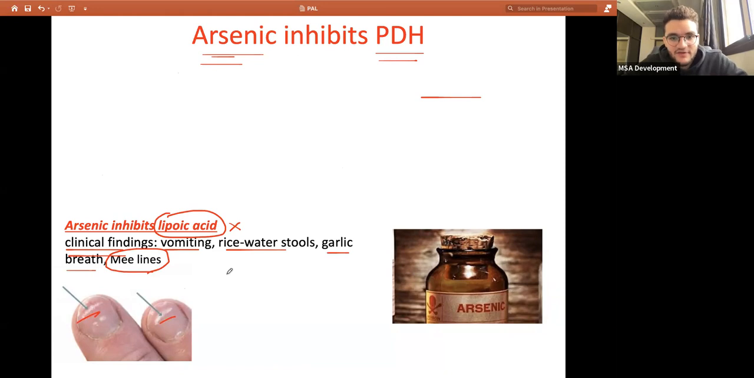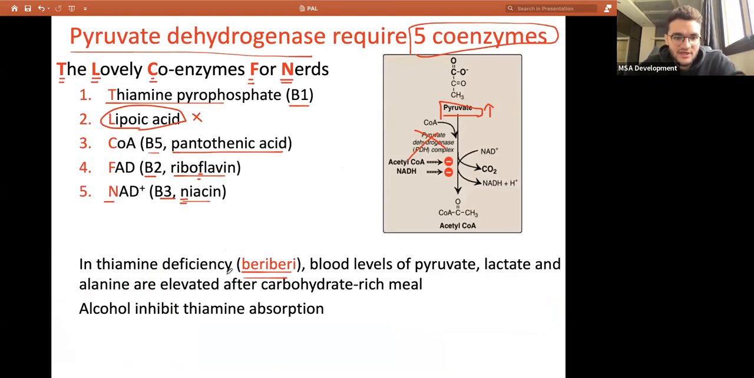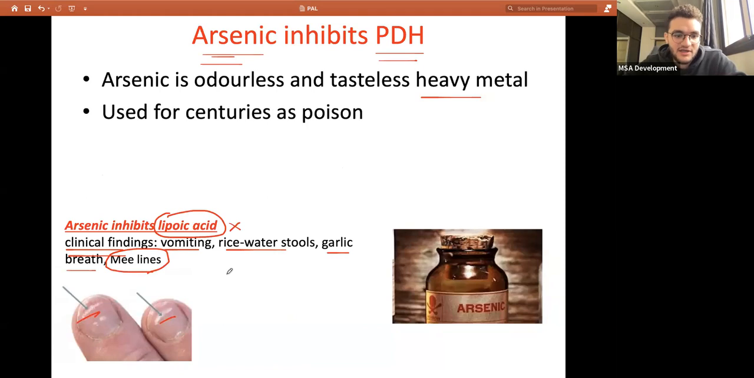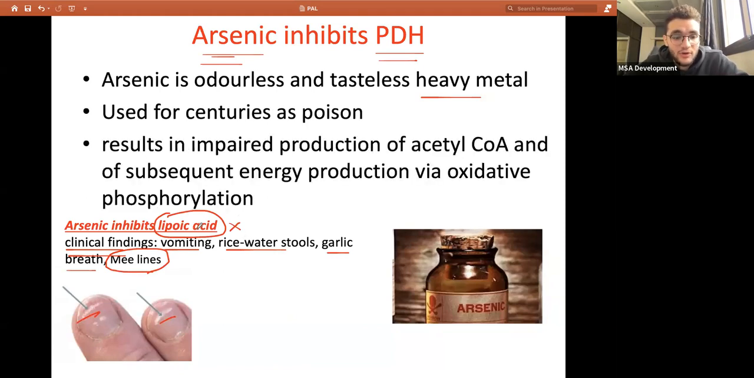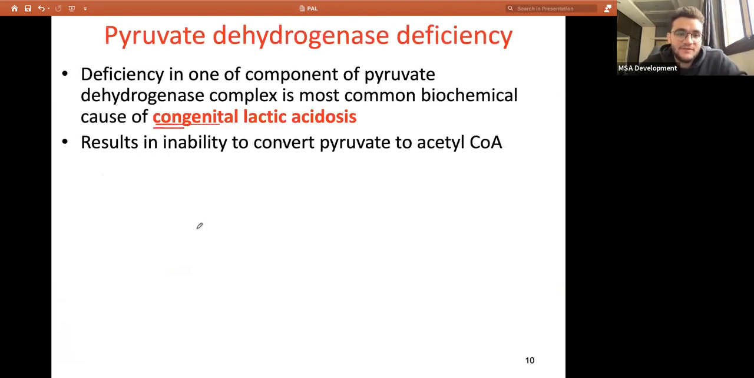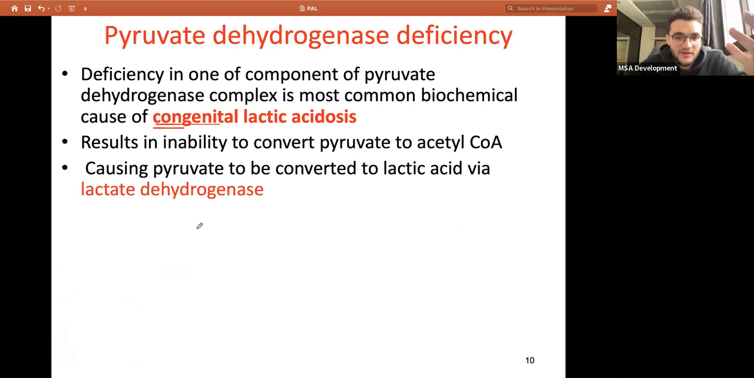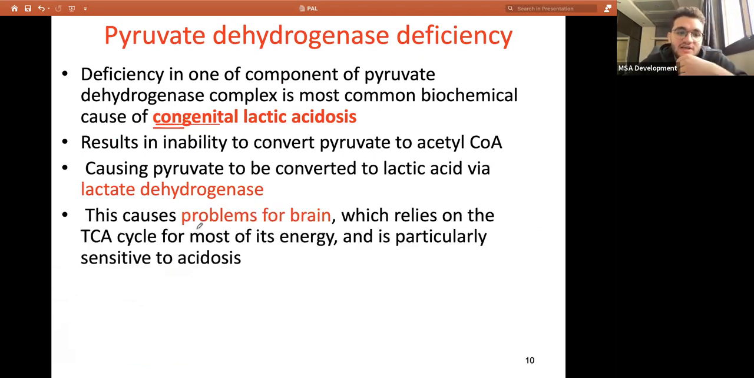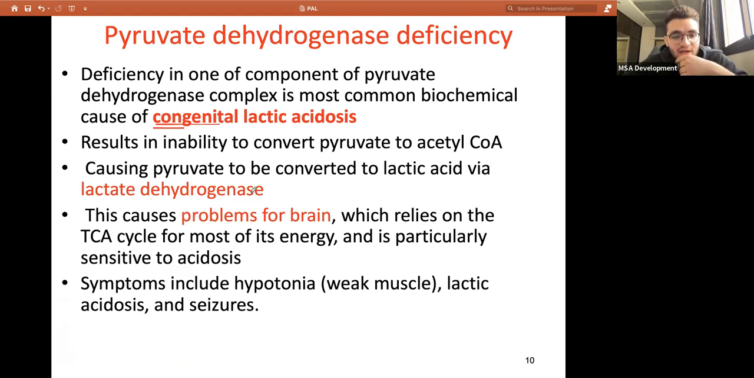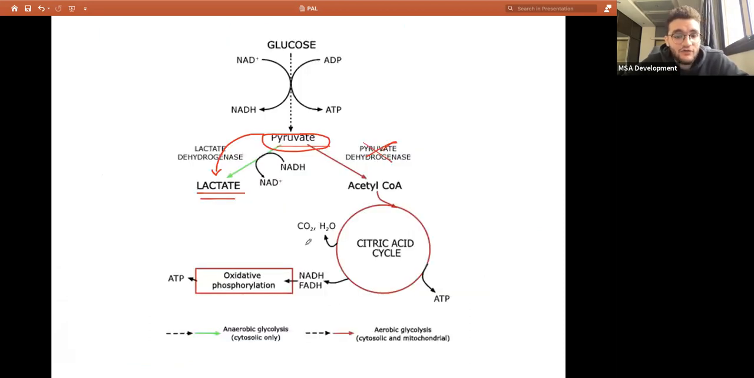So as of now, we discussed beriberi, in which there is thiamine deficiency, so pyruvate dehydrogenase is not working. Second is arsenic, which inhibits lipoic acid. As a result, there is pyruvate dehydrogenase, but it does not work. And the third one, as I said, is congenital deficiency, where it's not even there. And as we said, pyruvate is converted to lactate. It causes problems for the brain because the brain needs the TCA cycle for energy.